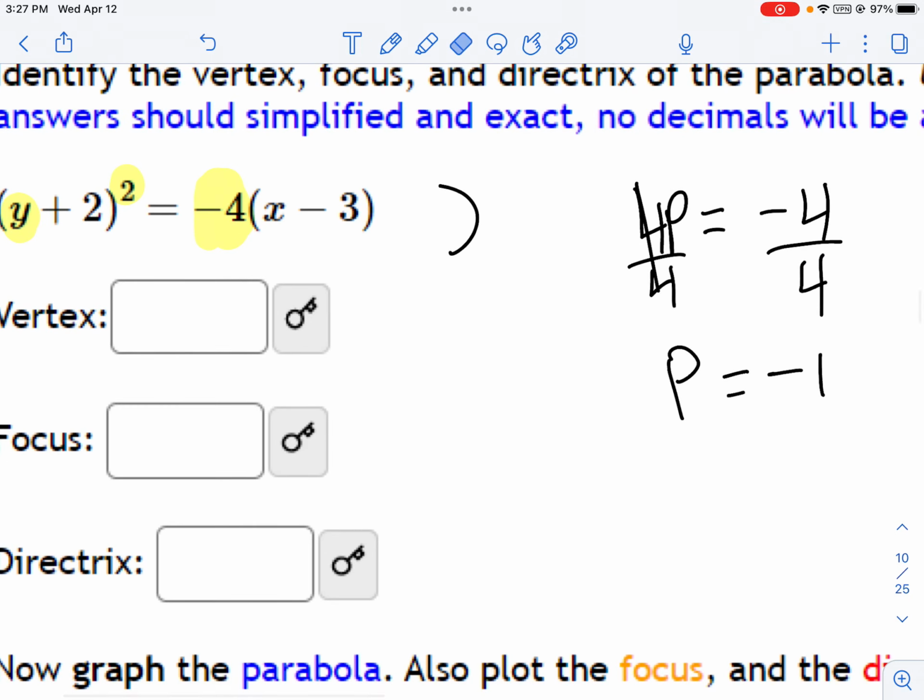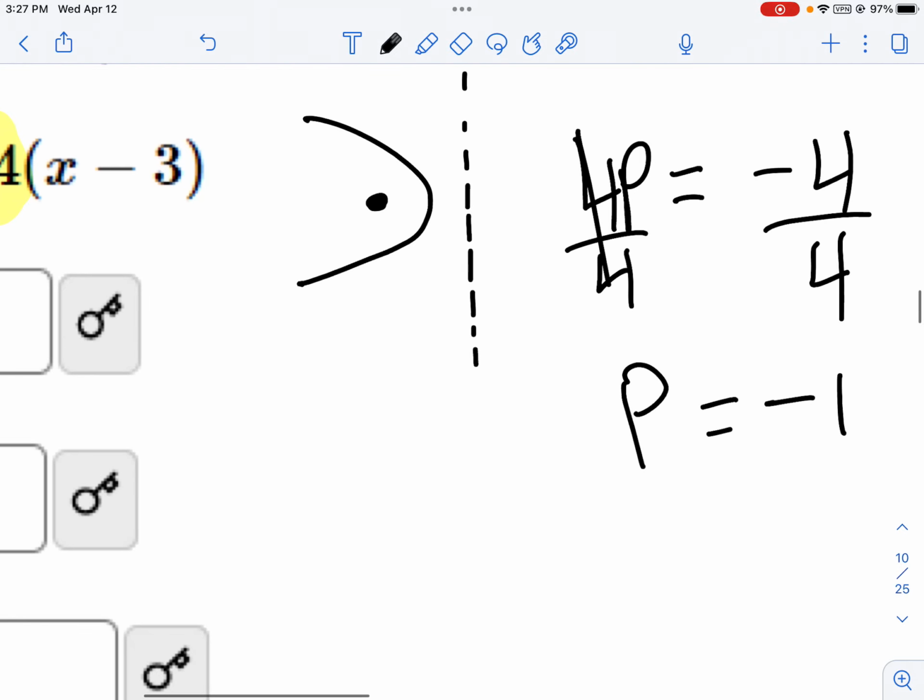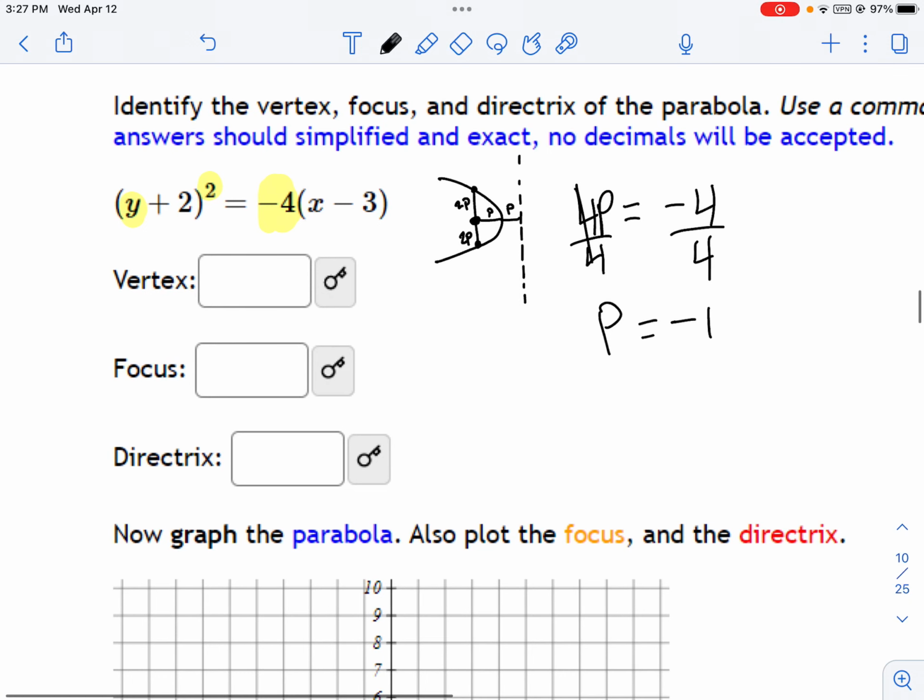Because once we know we're going horizontally, specifically to the left, we know the focus is within the direction of opening, and we know the directrix is behind the parabola. And what's cool about knowing the p-value is that the focus is a p-value away, the directrix is a p-value away, and the next points on the parabola will be a 2p distance from the focus both ways. So we can essentially just find it.